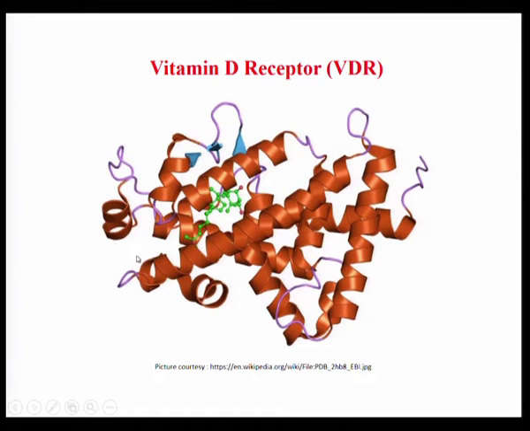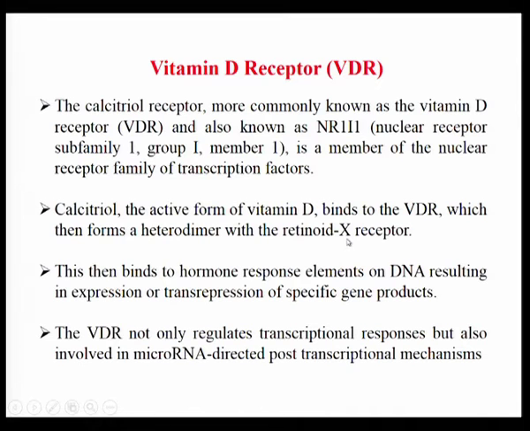So this is basically the vitamin D receptor. The vitamin D receptor is given a notation, NR1I1, which is nuclear receptor subfamily 1, group I, member 1. You do have a wide variety of nuclear receptors which have been characterized, and it's interesting to note that many of these nuclear receptors are called orphan receptors. So what do you mean by orphan receptors?